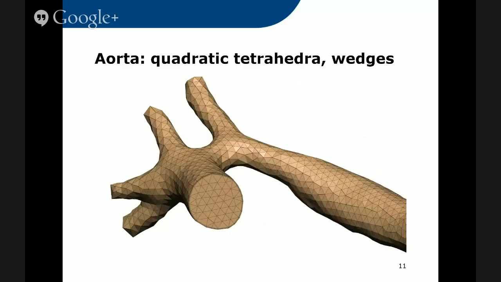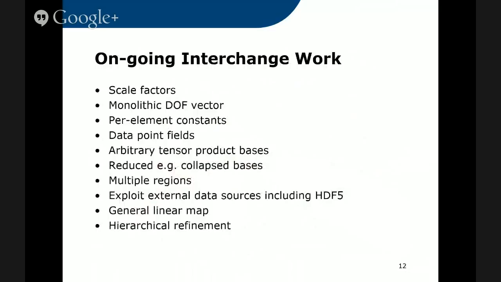So here's just a list of the things we're still working on. Scale factors. IAM uses a large monolithic vector for storing all the degrees of freedom, so it has yet another indirection between the node parameters to an array, to a 1D array that contains the degrees of freedom parameters. Per element constants are kind of a couple of day kind of jobs, but that's sort of been put aside to do some of the big picture items.